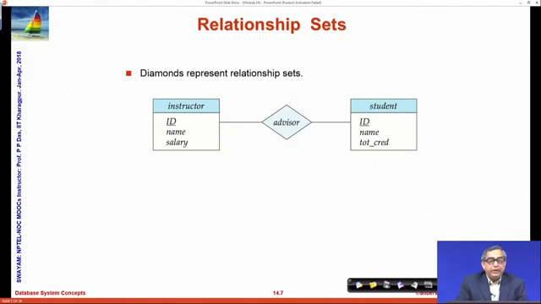A relationship between two entity sets is represented by a diamond and two connecting lines to the two entity sets. So, here it says that advisor is a relationship between entity set instructor and entity set student, trying to convey the real world situation that students are advised by the instructors or students have instructors and so on.